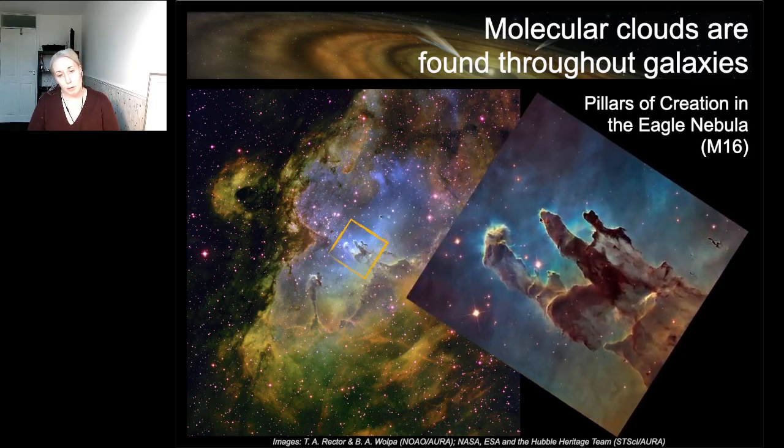And if we look at them close up with Hubble, the Hubble Space Telescope, you can see that we have these very dense regions of dark material, again full of molecular gas, that have been shaped and sculpted by the radiation and winds from the previous generations of stars that have formed in this star forming region. And again, these regions are important because we expect that the next generation of stars will form in them.